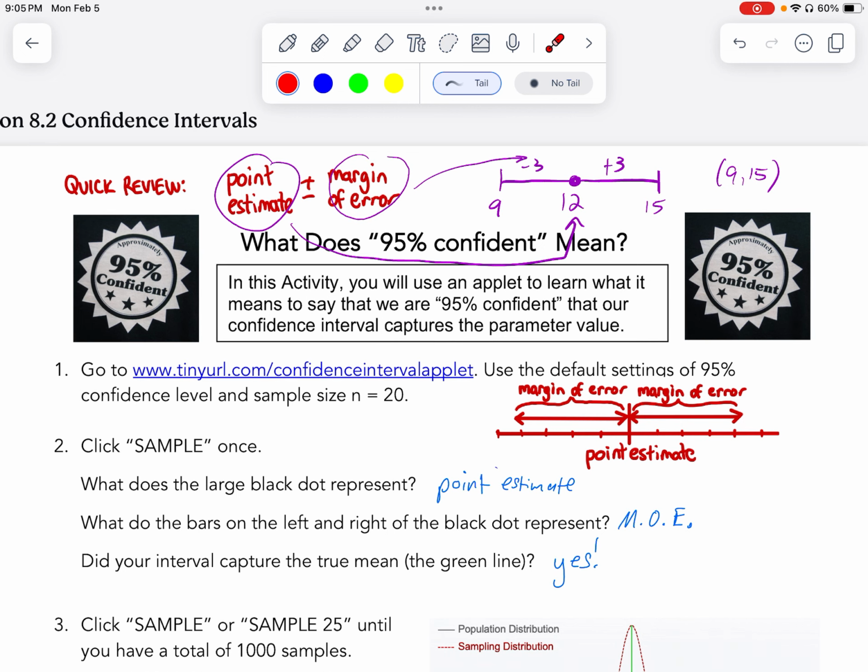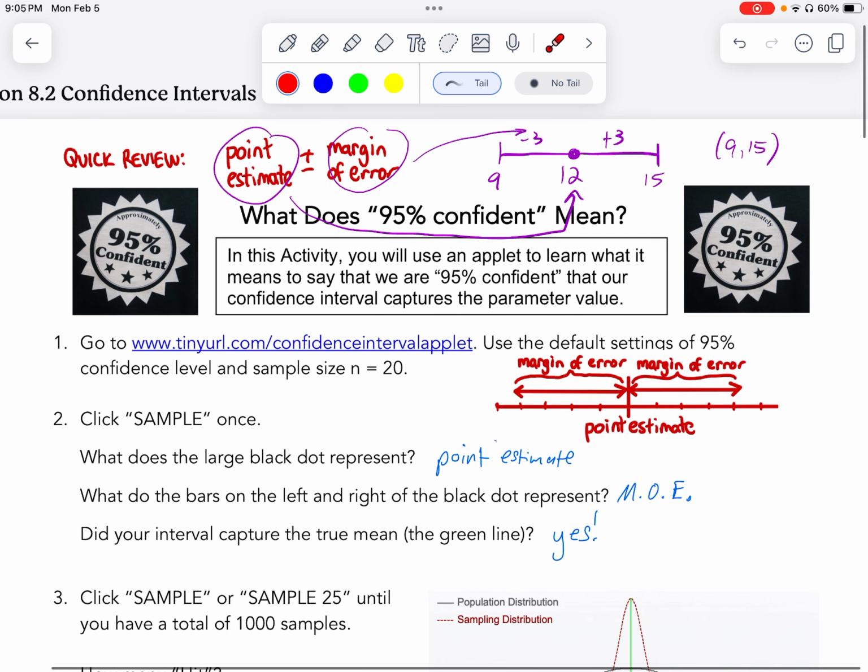So in this activity, we're going to really just use an applet to explore these confidence intervals, especially since 95% is a pretty common one. So this applet, you don't have to type it in. It is in Schoology, okay? And I'll open that in a moment.